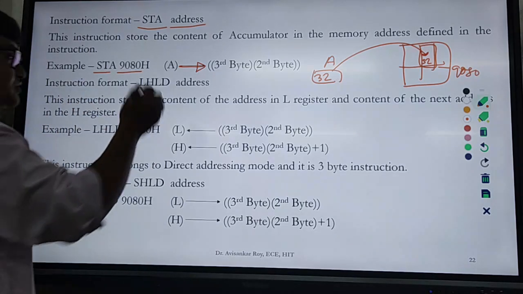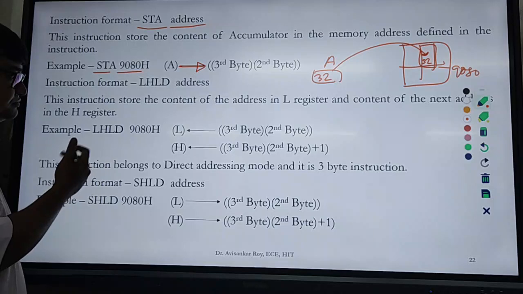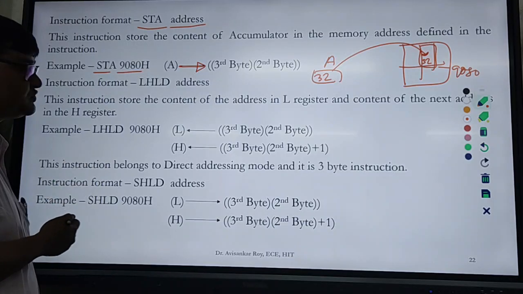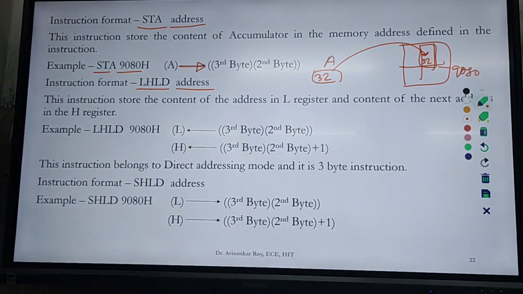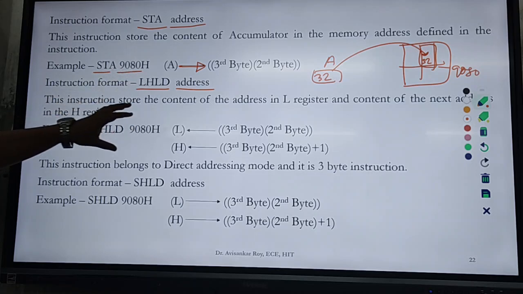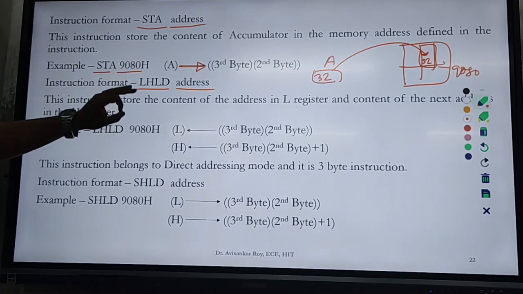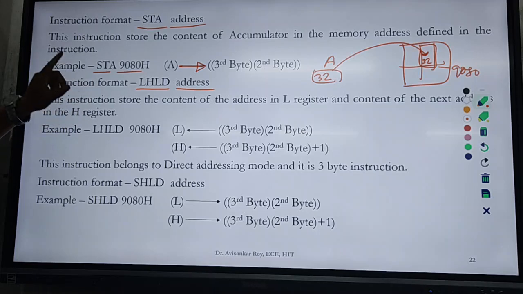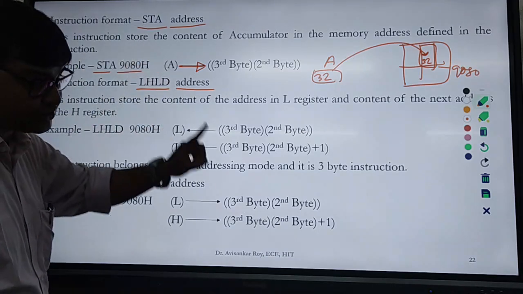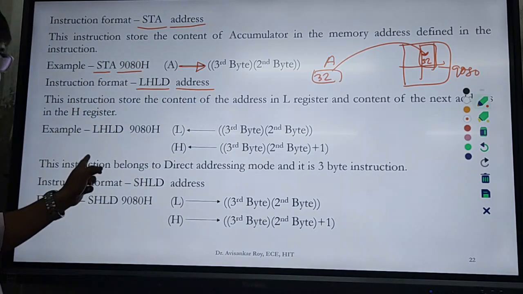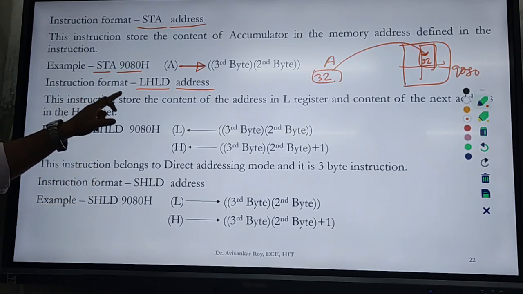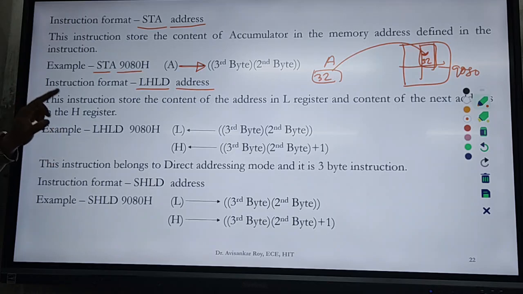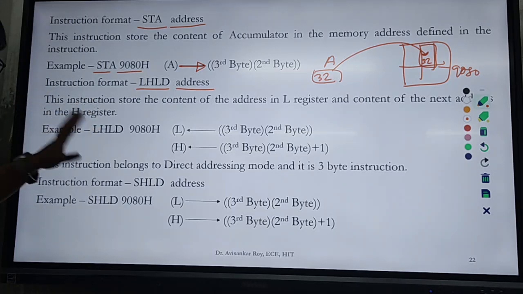The next instruction, which also belongs to this data transfer group, is LHLD address. LHLD address means the content of the address defined here will move to the L register by default, and the content of the next memory location will transfer to the H register by default. Okay, LHLD instructions are directly related with H and L only.